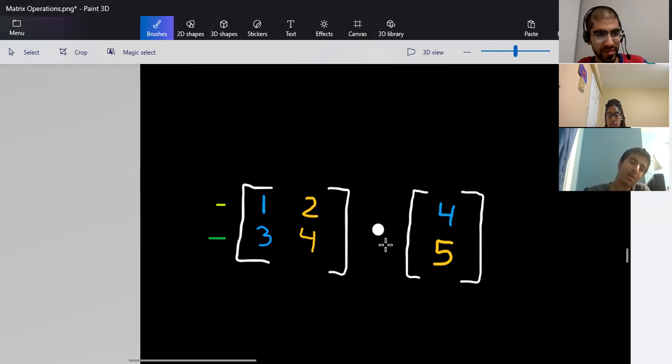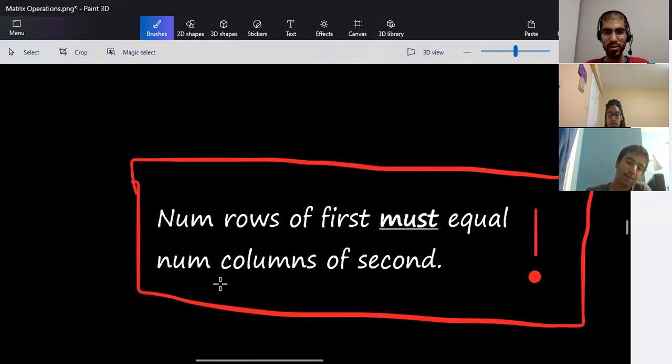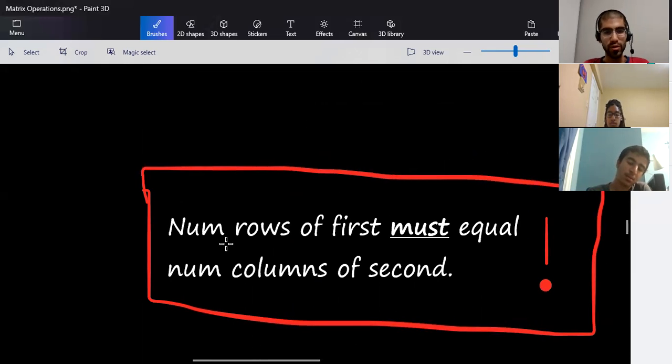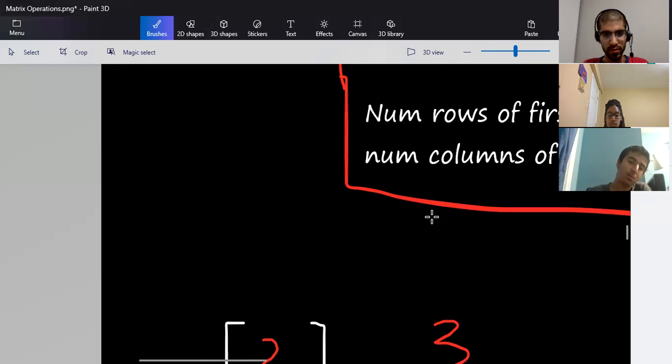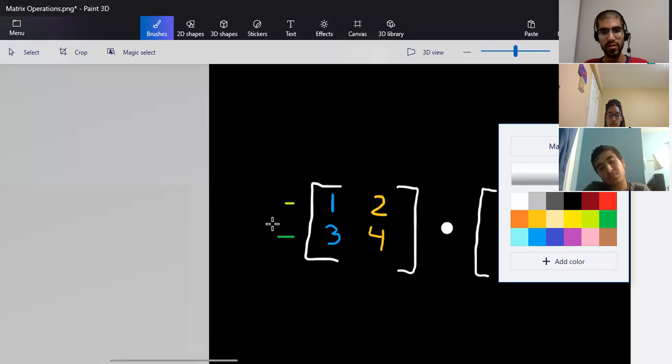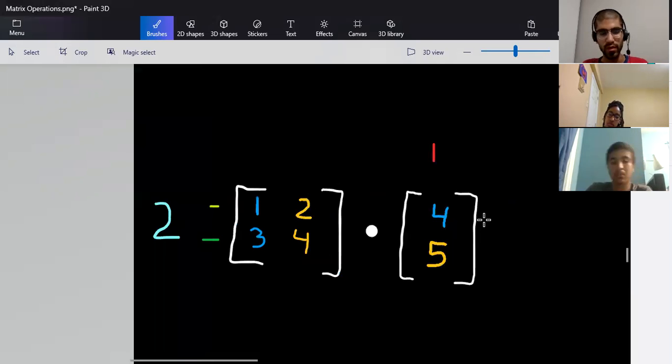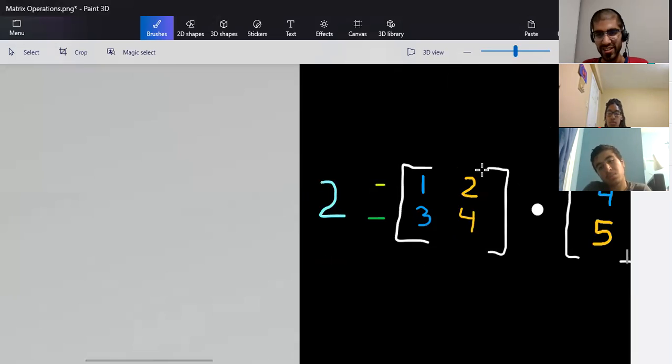Don't you guys think? So let me go back to the rules we had. Okay, this is what we must do. We've got to go back to the rules. What do the rules say? The num rows of the first must equal the num columns of the second. So we have 2 rows in the first over yonder, and we have 1 column in the second. That's not going to work. We're going to need to change something. What can we change? I know what we can change.